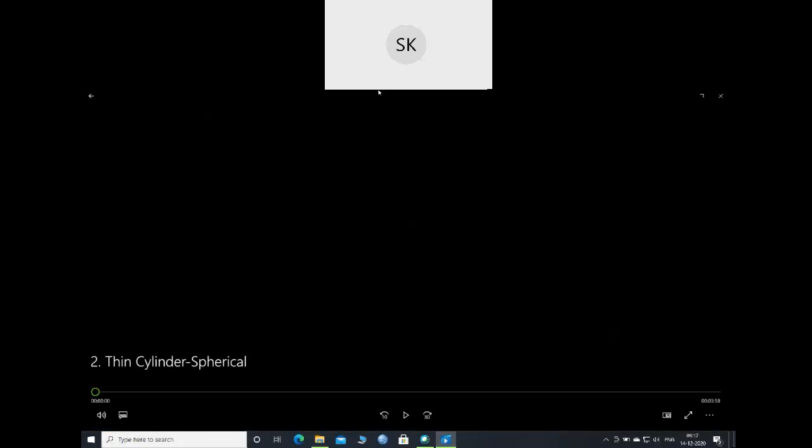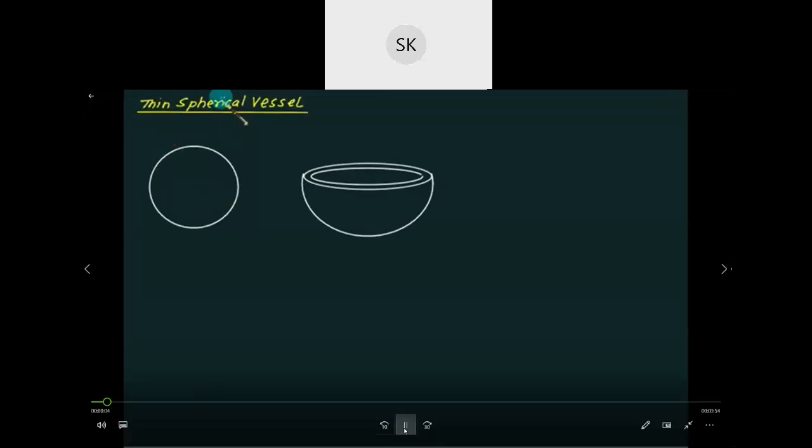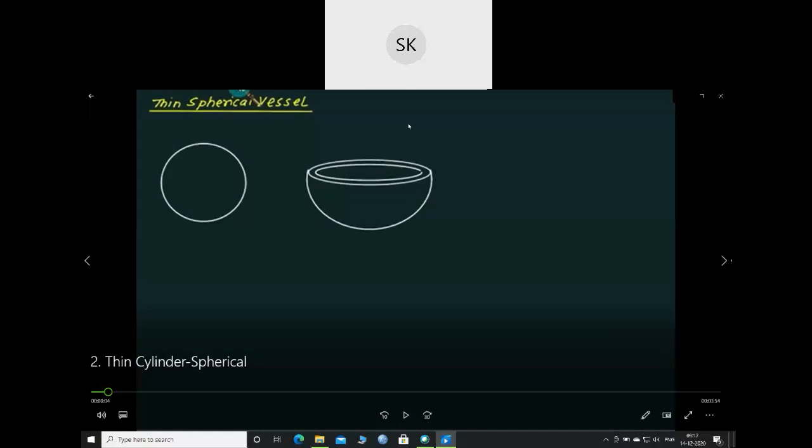Okay, today we will discuss the thin spherical vessel. My syllabus is almost completed. The major part of the syllabus is complete, and we are doing the revision classes of all the topics once again. We'll solve some numericals. Topic by topic, we'll see the theory and we'll do the numericals also.